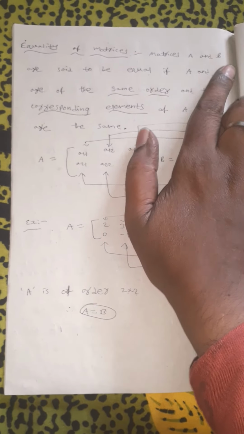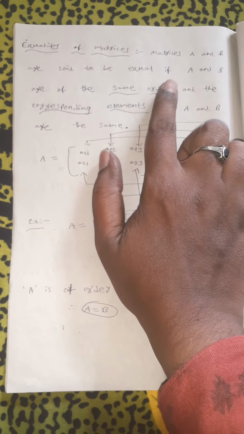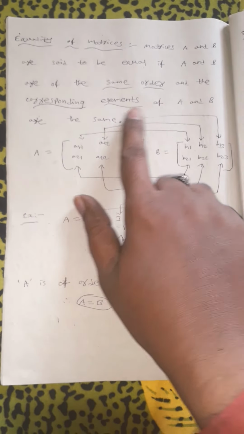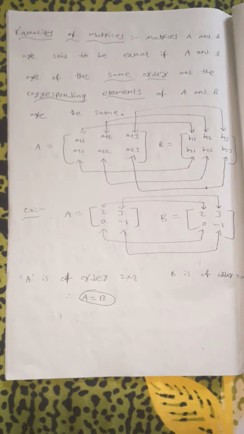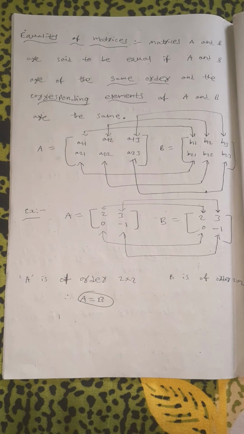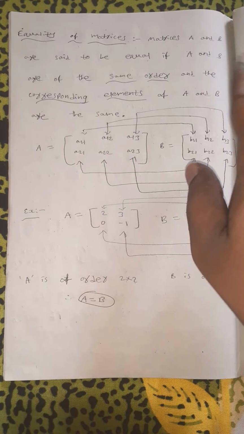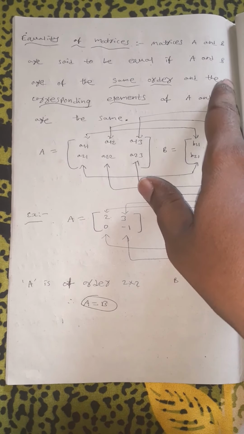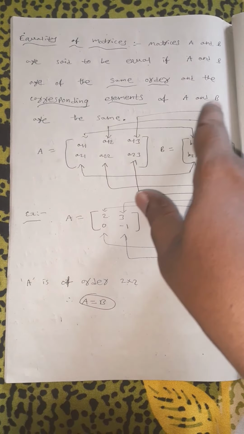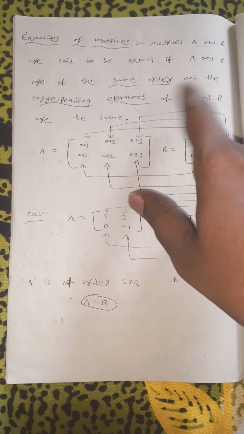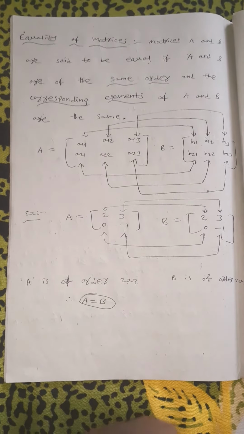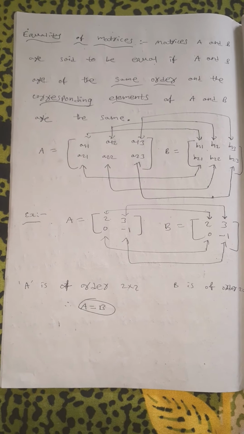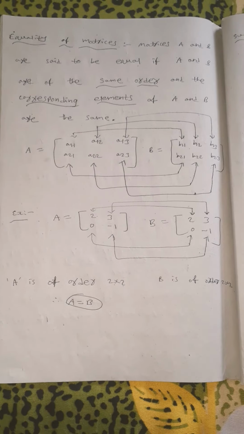Matrices A and B are said to be equal if A and B are of the same order and the corresponding elements of A and B are the same. Means the order of the matrix should be the same. If you are taking a 2 by 2 matrix, the other also should be 2 by 2, and the elements should also be the same.